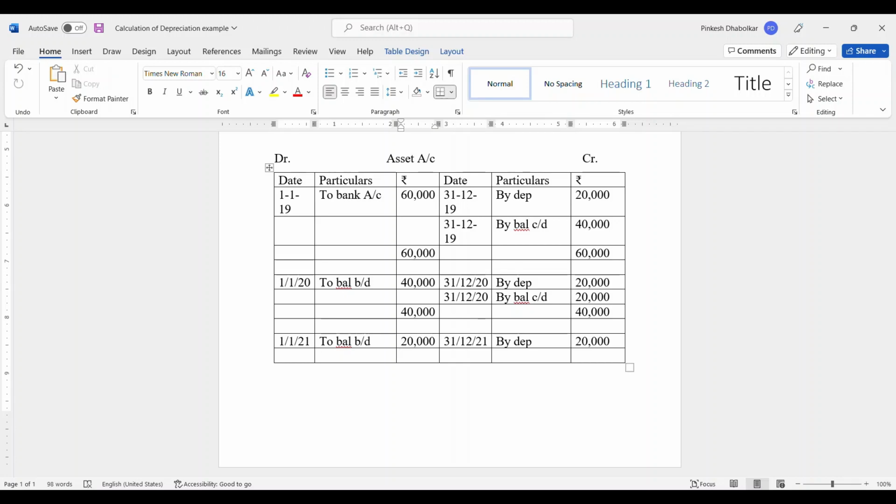If you are selling the asset on the last date and you are realizing scrap value, then the entry will appear on the credit side as by bank, that amount. We have assumed that in this case there will be no scrap value. So total amount 20,000 for the final year, again 20,000 for the final year, and here we are done with creating the asset account, and we have also shown charging of depreciation in the asset account.